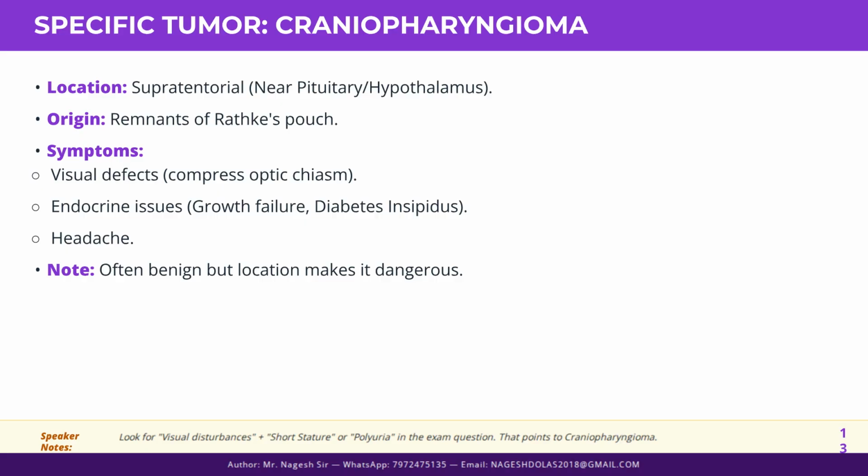Craniopharyngioma is supratentorial, near the pituitary or hypothalamus. Symptoms include visual defects from optic chiasm compression, endocrine issues like growth failure and diabetes insipidus, and headaches. Although often benign, its location makes it dangerous.